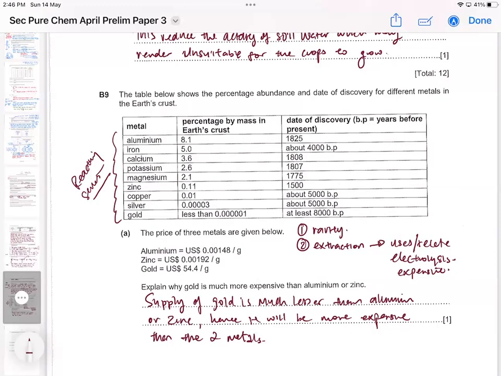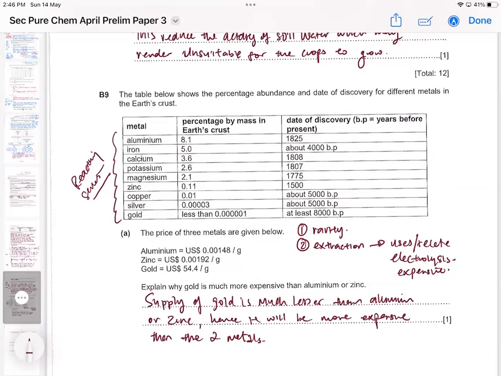The less reactive the metal, the earlier the date of discovery. Why would you say that? Based on the chart, the more reactive the metal, you'll notice that they were discovered only more recently. Is it because the metals are found by themselves, not in compounds or something? Something like that. You see, the last three are copper, silver, gold.